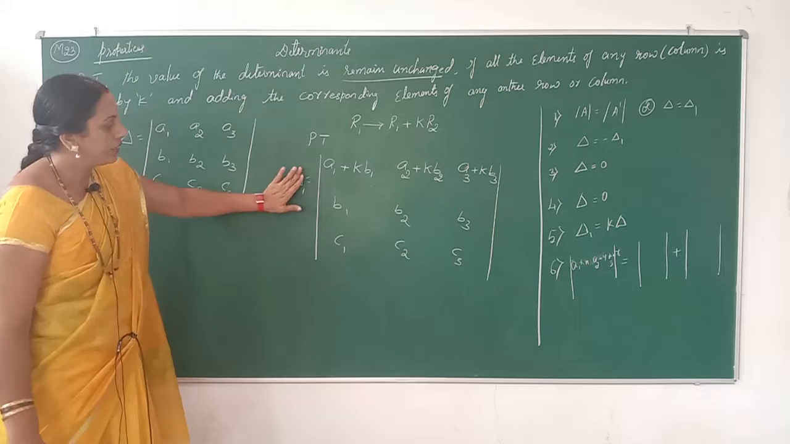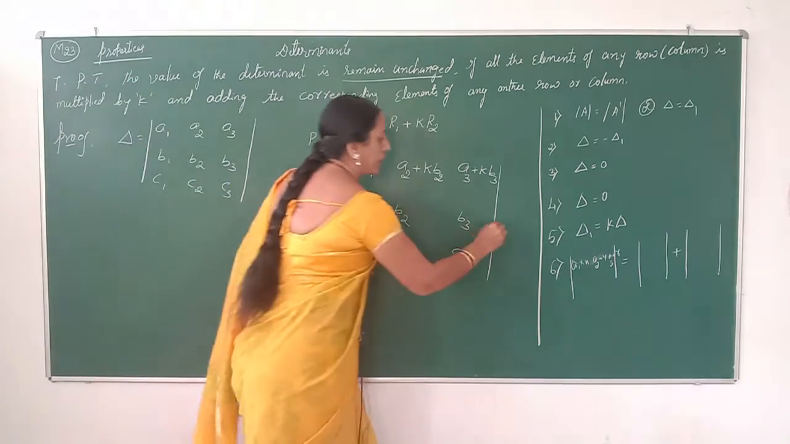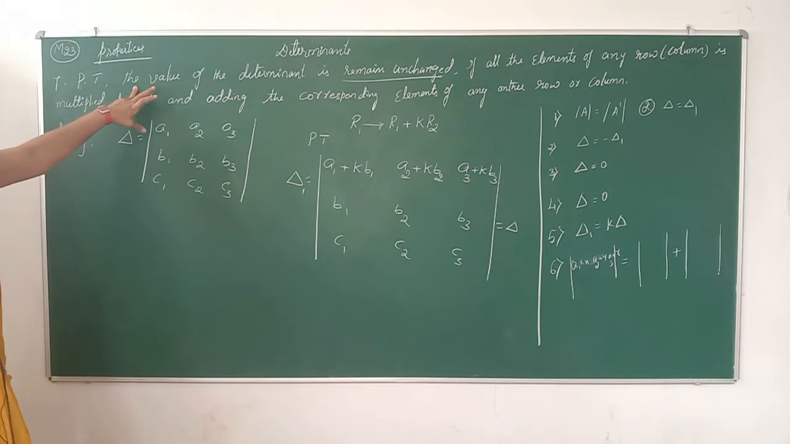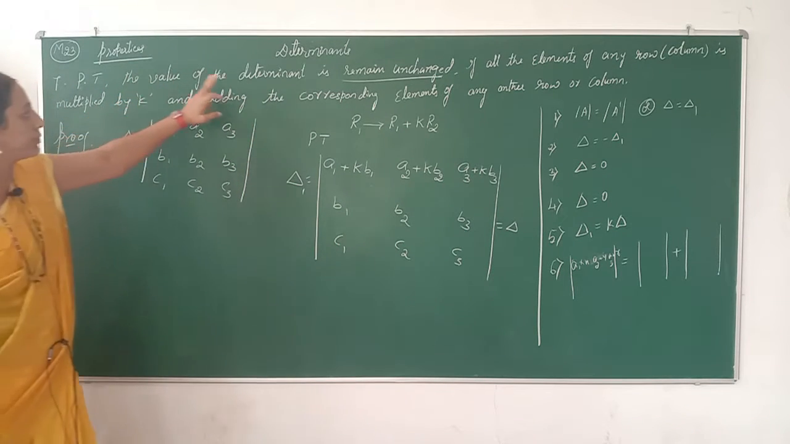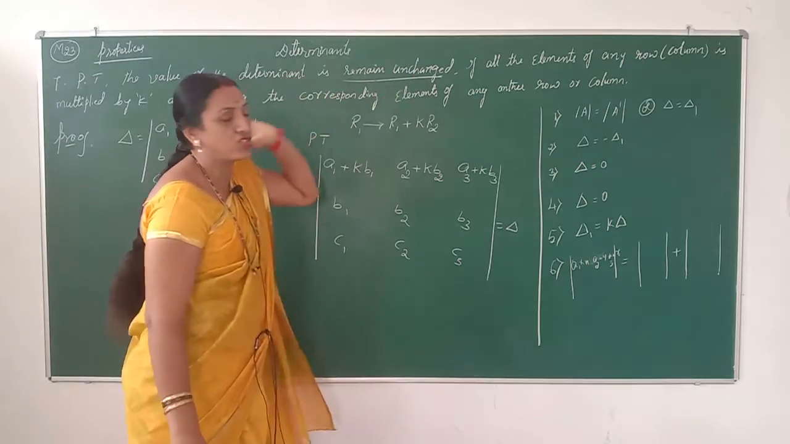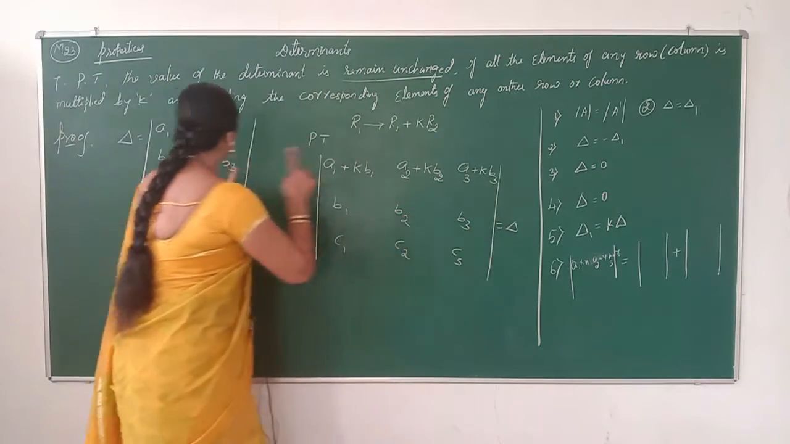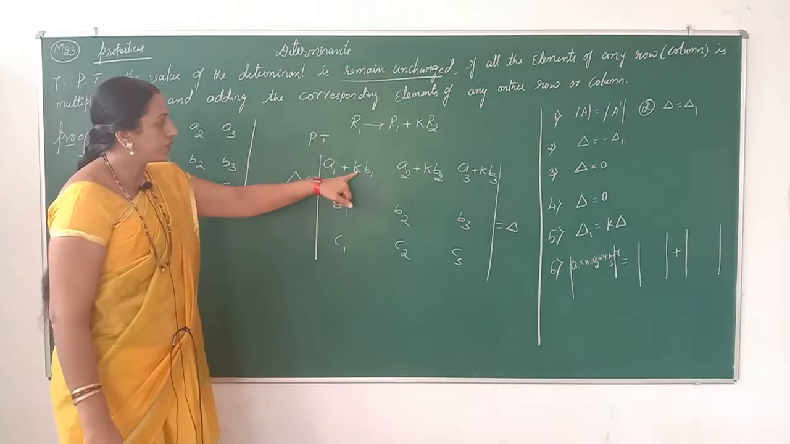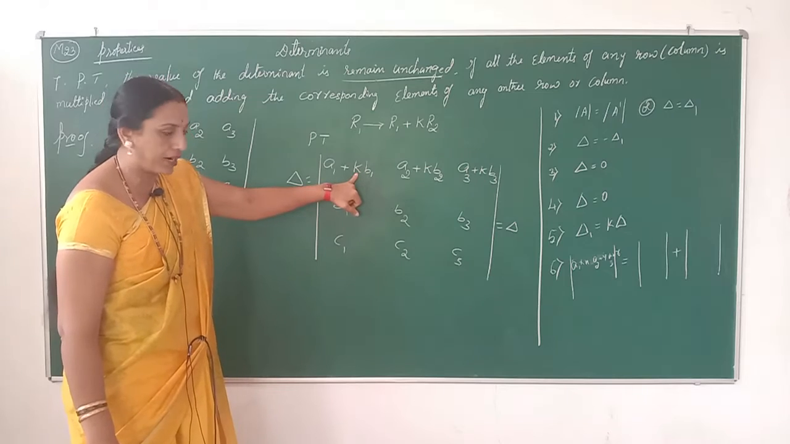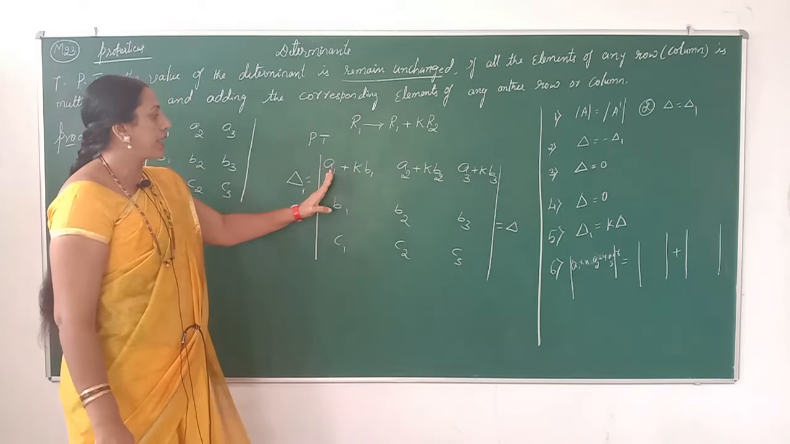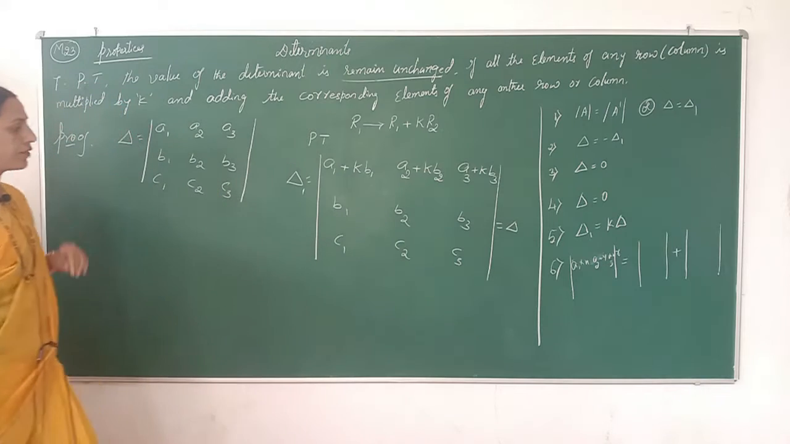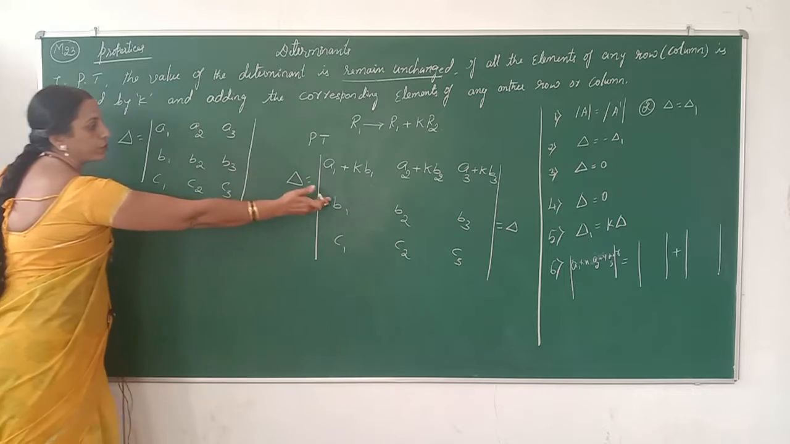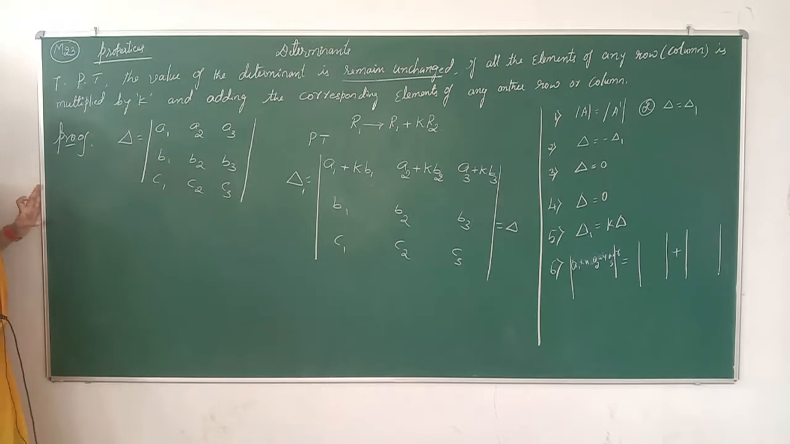Now we have to prove that the determinant delta 1 is always equal to delta. That is one of the statements of the property: the value of the determinant remains unchanged. The value of the determinant does not alter when all the elements of any row or column are multiplied by k and these elements are added to the corresponding elements of any other row or column. So now we prove that delta 1 is equal to delta.